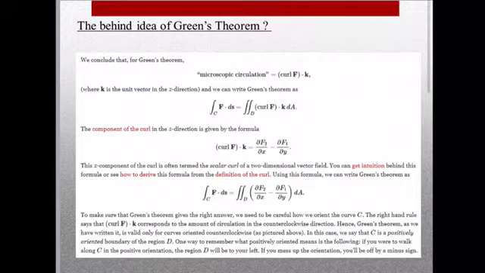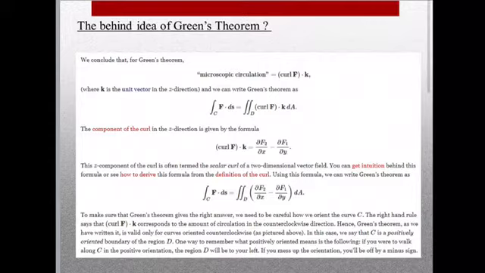You can get the intuition behind this formula or see how to derive it from the definition of the curl. By using this formula, we can write Green's theorem as the integral of F·dS equal to the double integral of the bracket derivative of F2 over derivative of x minus derivative of F1 over derivative of y, bracket dA.